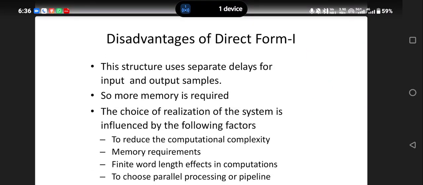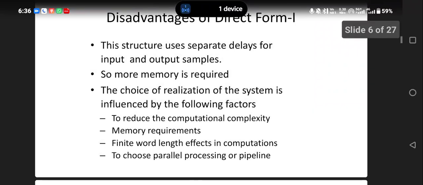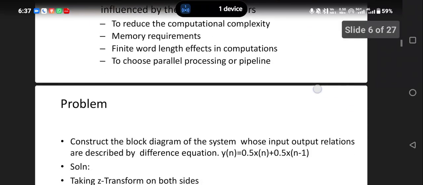Disadvantages of direct form 1. This structure uses separate delays for input and output samples, so it consumes more memory. The choice of realization of the system is influenced by different factors like reducing computation complexity, memory requirement, finite word length effect in computations, and whether parallel processing or pipelining should be chosen.